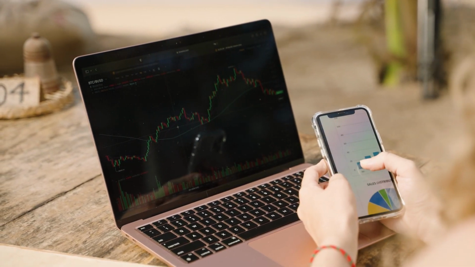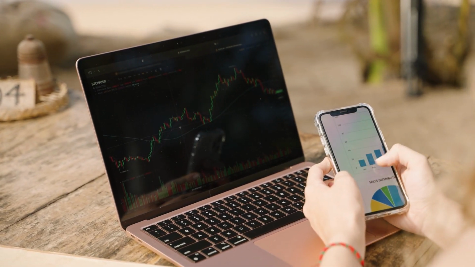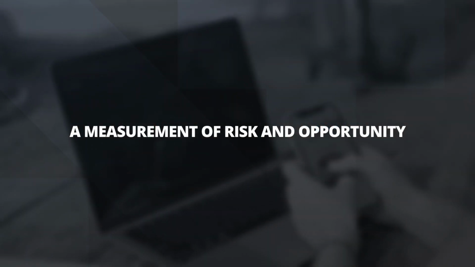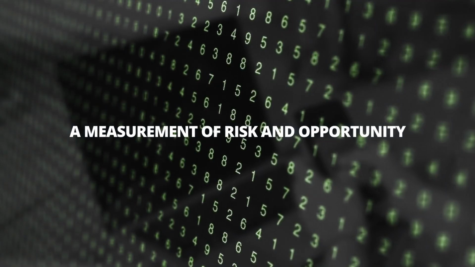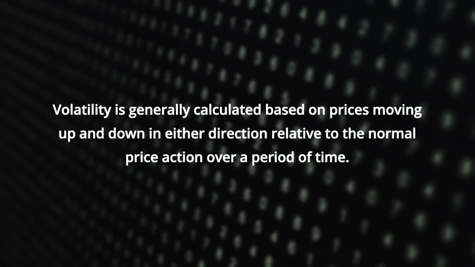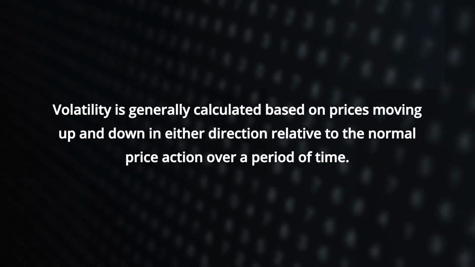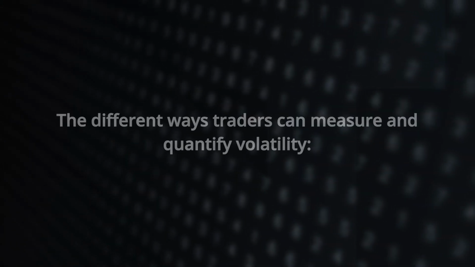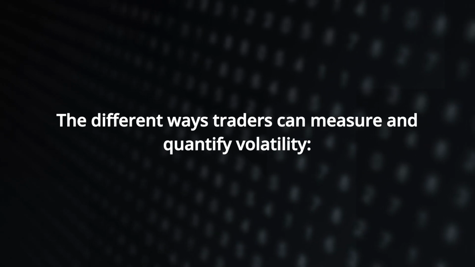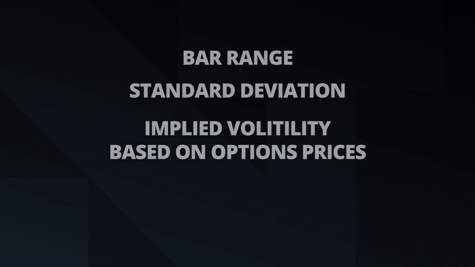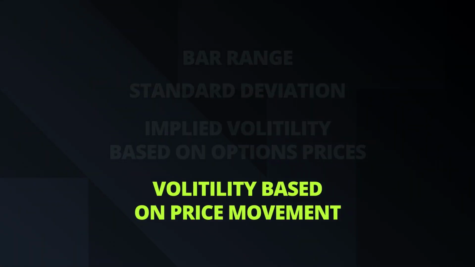Volatility is another one of those core concepts that traders need to master. One way to describe market volatility is that it is essentially a measurement of risk and opportunity. Volatility is generally calculated based on prices moving up and down in either direction relative to the normal price action over a period of time. There are different ways traders can measure and quantify volatility: the bar range, standard deviation, and implied volatility based on options prices. In this video, we will focus on volatility based on price movement.